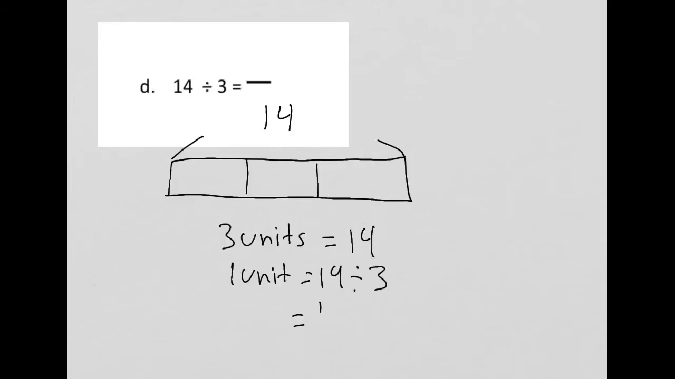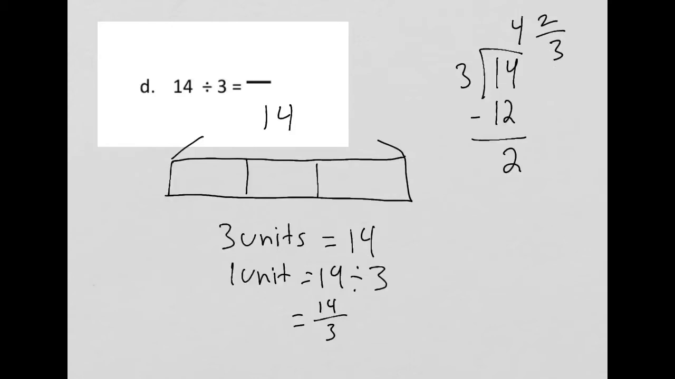Well, 14 divided by 3, I know I can write as a fraction as 14/3. Now, I can do this longhand and simplify. 3 goes into 14 4 times, and I get 12 with 2 as a remainder. So I get a fractional remainder of 2/3. So I get 4 and 2/3. So 14/3 is the same thing as 4 and 2/3. So 14 divided by 3 equals 14 over 3, which equals 4 and 2/3.